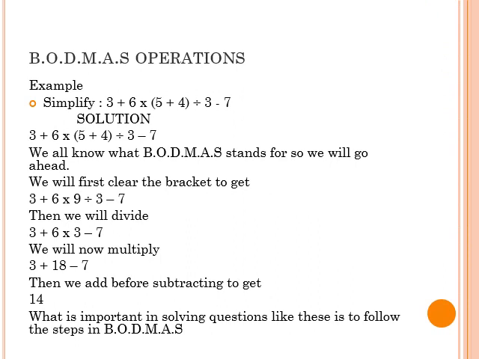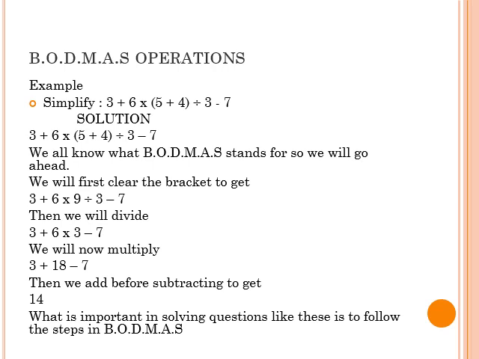We move to BODMAS operations. The example here says: simplify 3 plus 6 times bracket open 5 plus 4 divided by 3 minus 7. Now let us remember what BODMAS stands for. BODMAS stands for Bracket, Of, Division, Multiplication, Addition, and Subtraction.